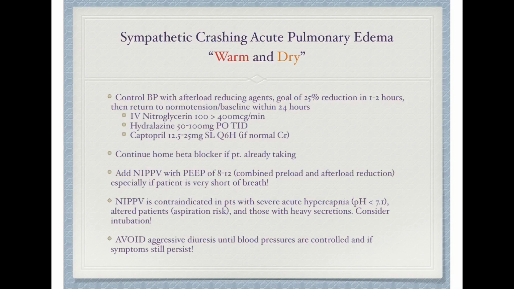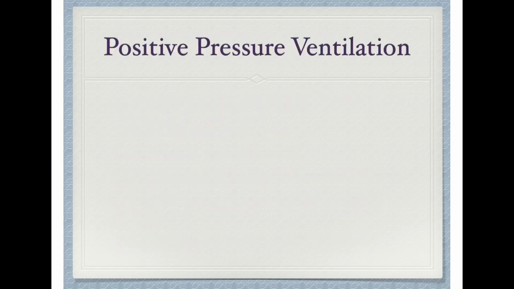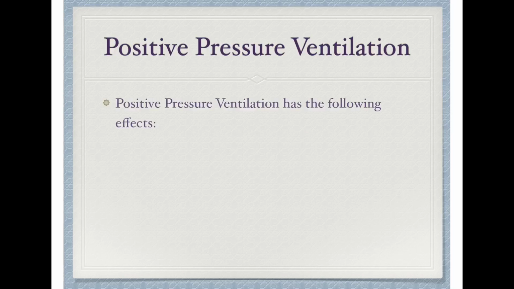And again, these patients really need to have their afterload controlled, whereas their preload status is usually normal. So you would avoid aggressive diuresis unless their blood pressure remains high and their symptoms persist after you've taken all the previous steps. Now, positive pressure in particular is a very effective strategy for patients with warm and dry heart failure, mainly because of its beneficial hemodynamic effects.